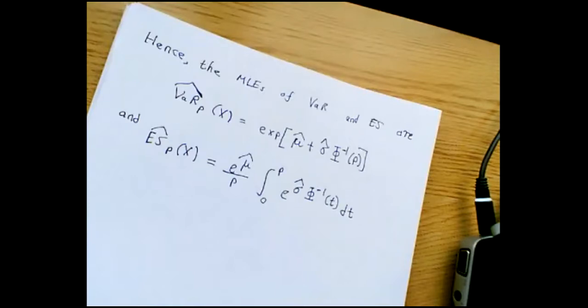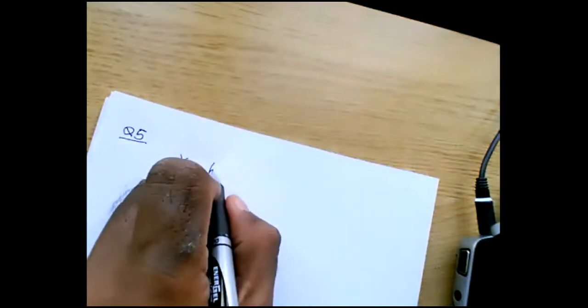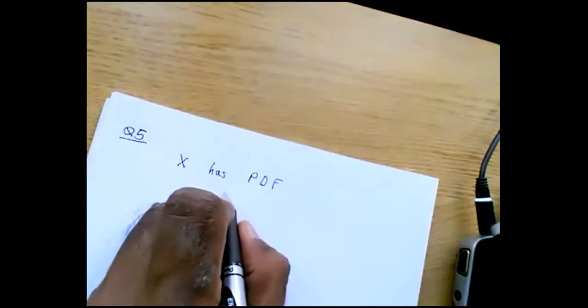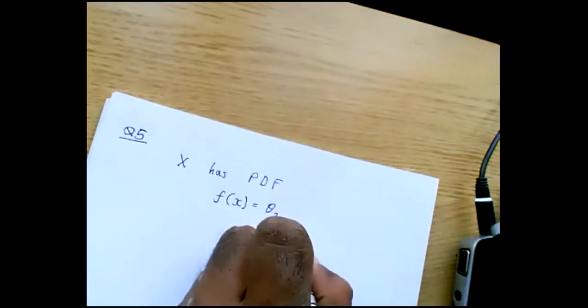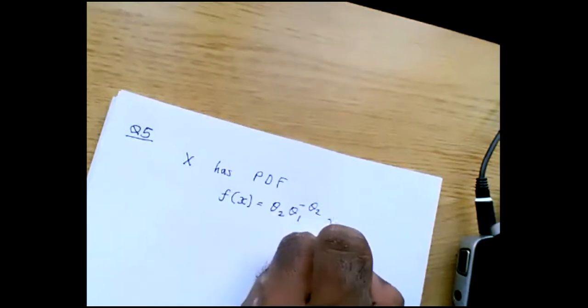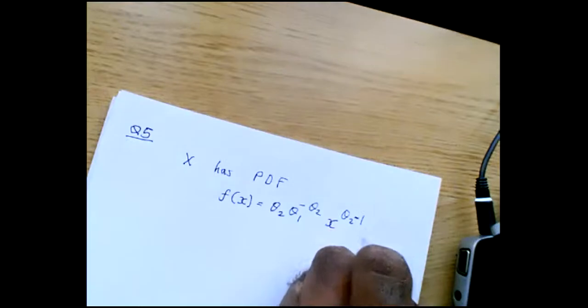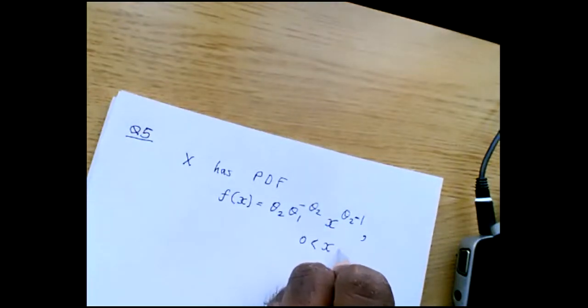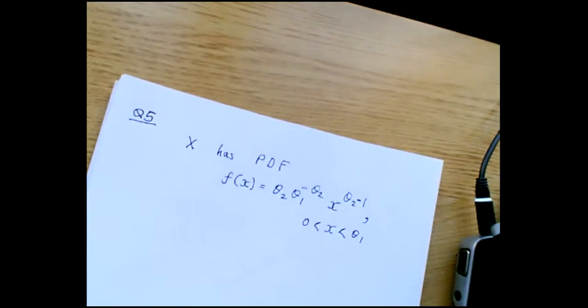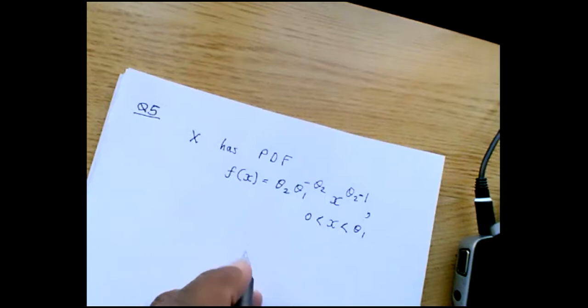Question 5. Let me see, I'm trying to find out where it is. Oh, it's here. All right, so let me take this away. So question 5 is this. You have the PDF equal to this. Okay, this is the PDF, right? Now, I don't think I did this question before.